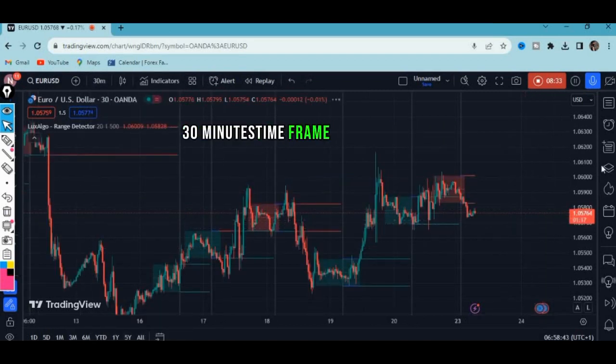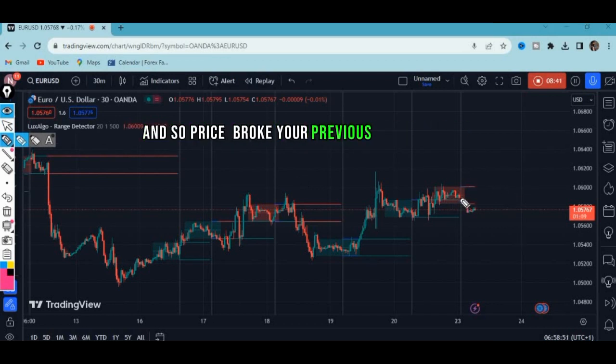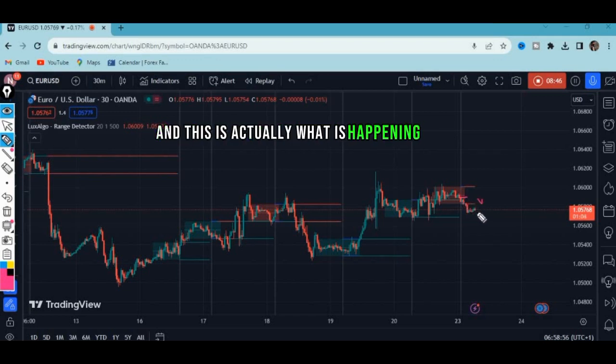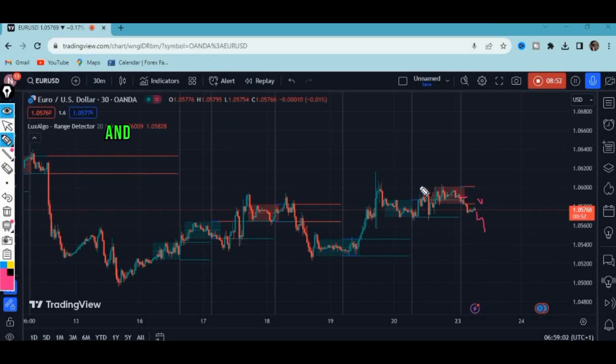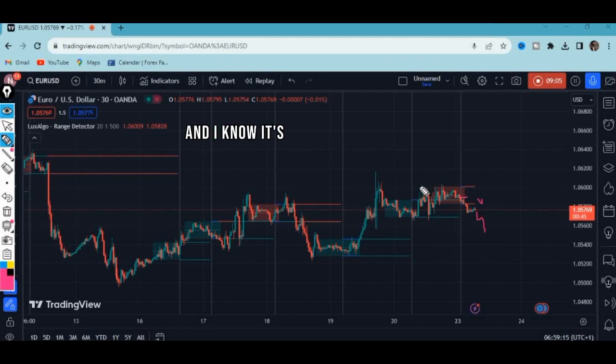On the 30 minutes time frame here again, you had your consolidation in this level over here, and so price broke your previous resistance and another one here, and this is actually what is happening on the live market, price trying to push to the downside. So make sure all your rules are completely followed when you're using this indicator. It is very great, and I will recommend it to any trader, a beginner or an experienced trader, and I know it's going to help you regardless of your level.